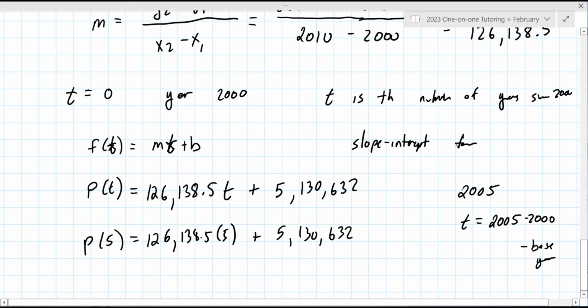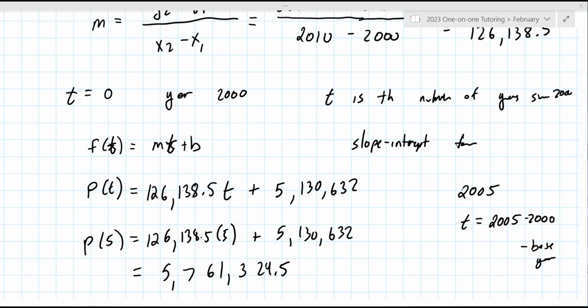5,130,632. Probably most of the mistakes occur just as a result of not entering this into a calculator correctly. So if this were a test or a quiz, I would probably say to do the calculation more than once and make sure that you get the same result each time. Yeah. So I get 5,761,324.5 people. And is that a reasonable guess? I mean, it's a little low, but it's not that far off. Census data are good, but they're not perfect.